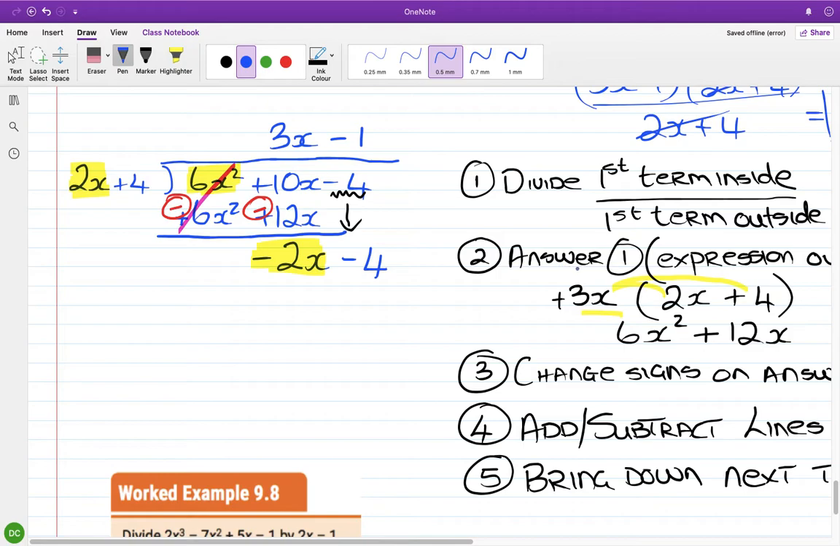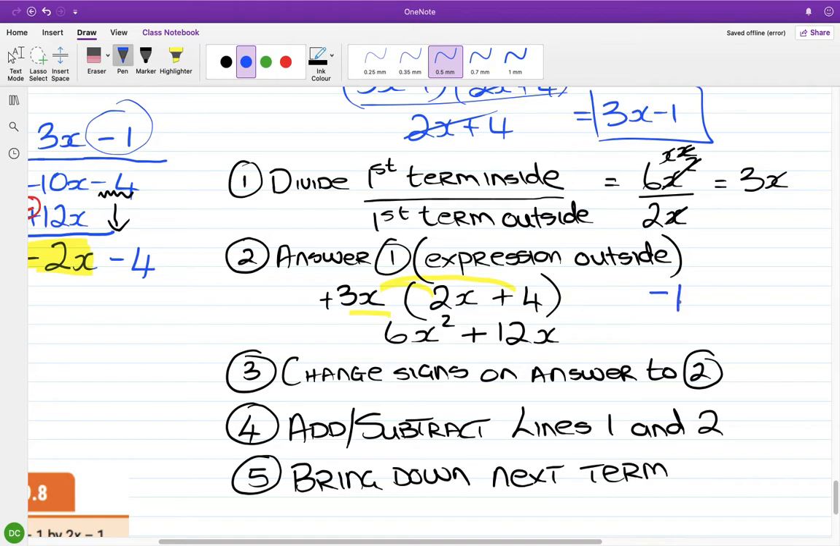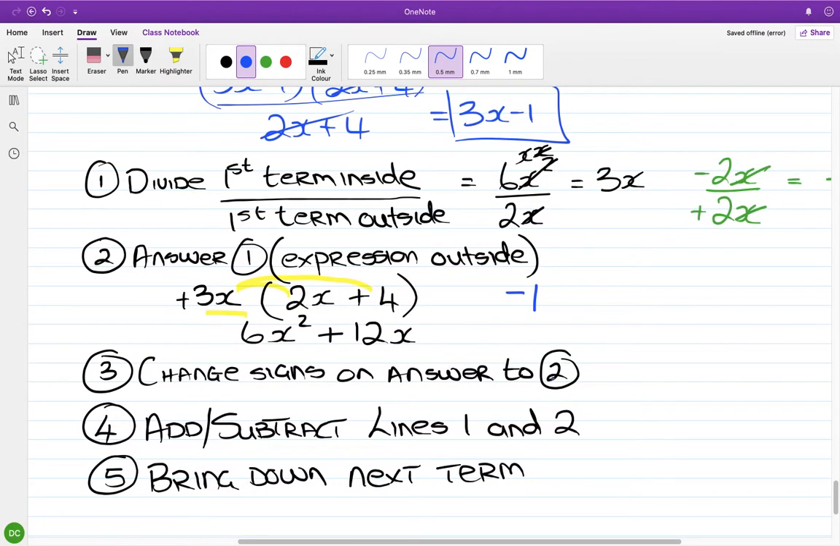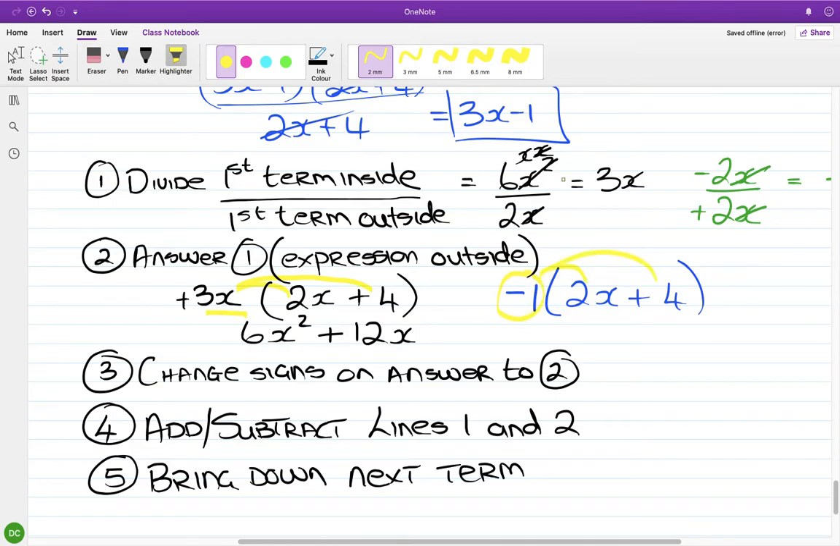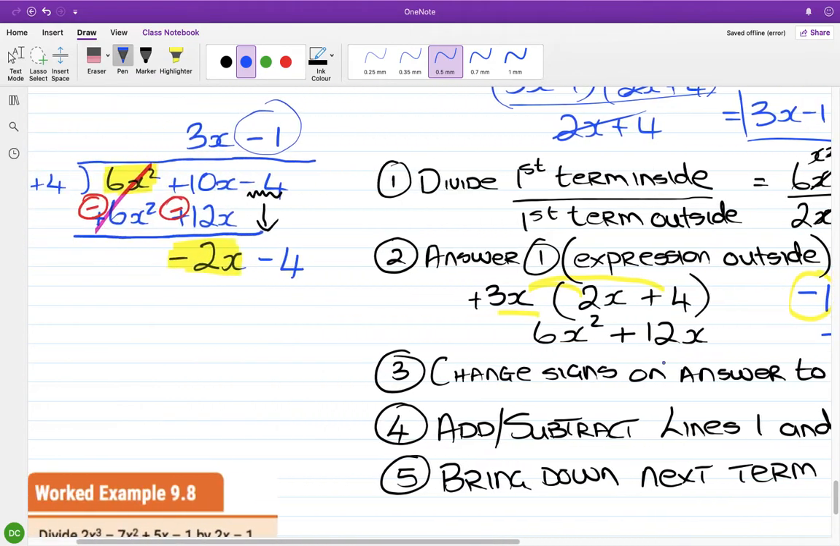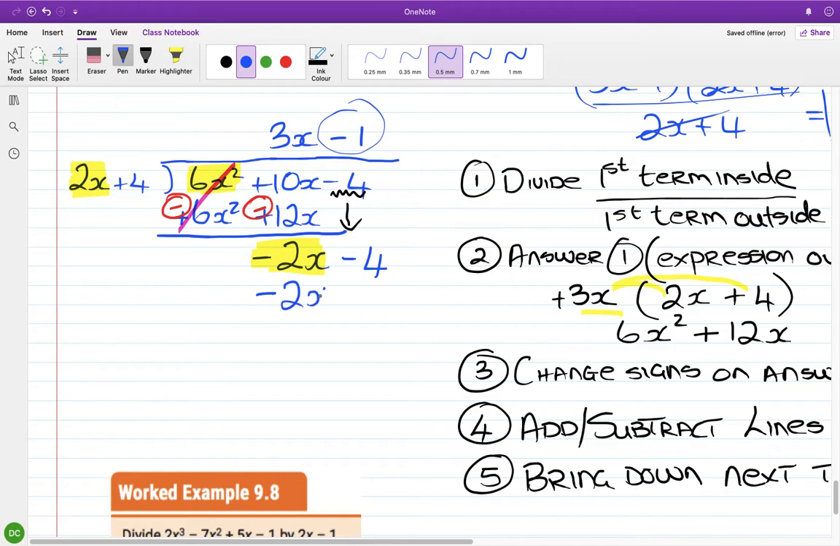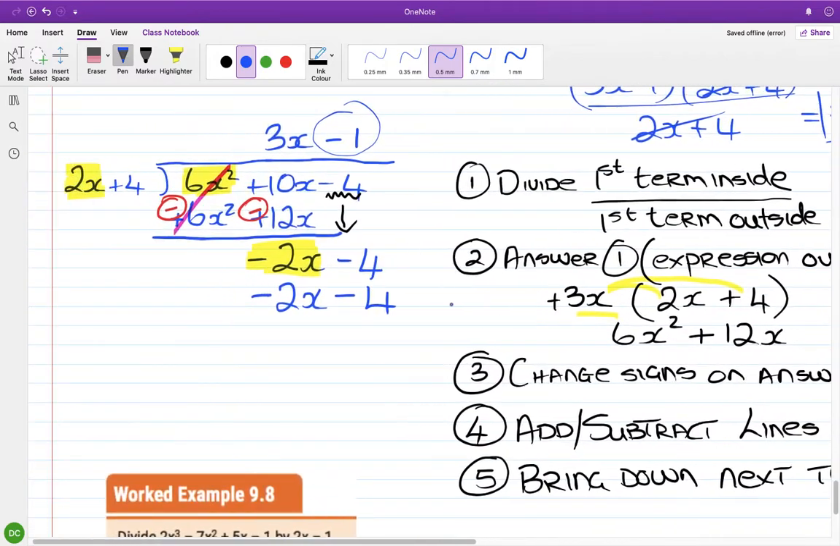Yeah? Then we take the answer to part 1, so that was this. So we take our minus 1, and we multiply it by the expression on the outside, which is 2x plus 4. Okay, again, you are going to take this minus 1 and you're going to distribute it across the bracket. So this is positive, so different signs give me minus. 2 by 1 is 2, and then you have the x. Then this one by this one is different signs, so minus, and 1 by 4 is 4. So I'm getting minus 2x minus 4.